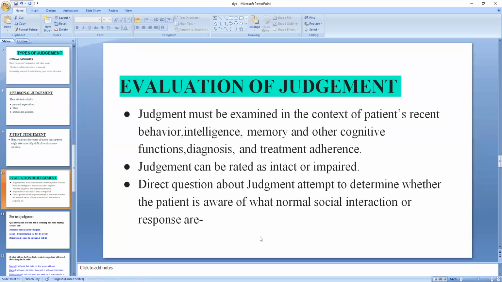So the next situation is you are in a building and that building catches fire. So what do you do? So this is a response of a normal person. A person suffering from mania will say that I myself will extinguish that fire. And a person in depression will say that I cannot do anything, I will die.